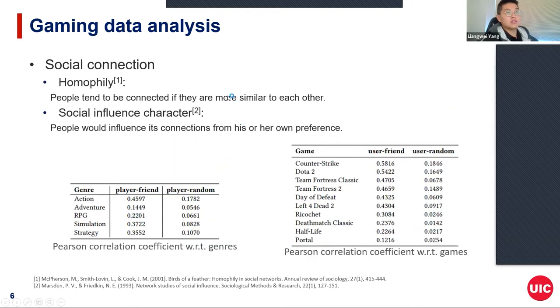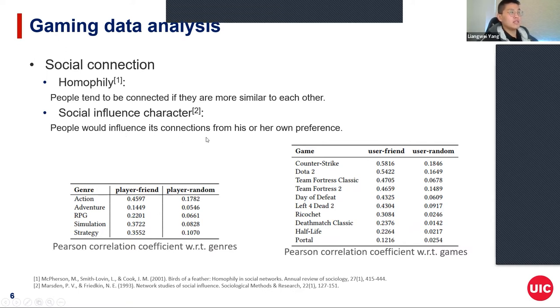And the third part is the social connection. The social connection comes with two assumptions. The first assumption is homophily, which means people tend to be connected if they are more similar to each other. The second assumption is social influence, which means people will influence their connections with his or her own preference. We have an illustration from our data. We calculate the Pearson correlation coefficient with respect to genres and with respect to games.